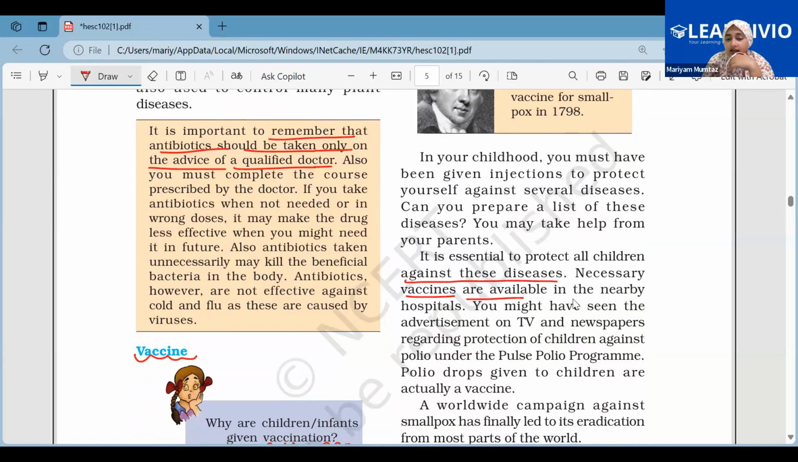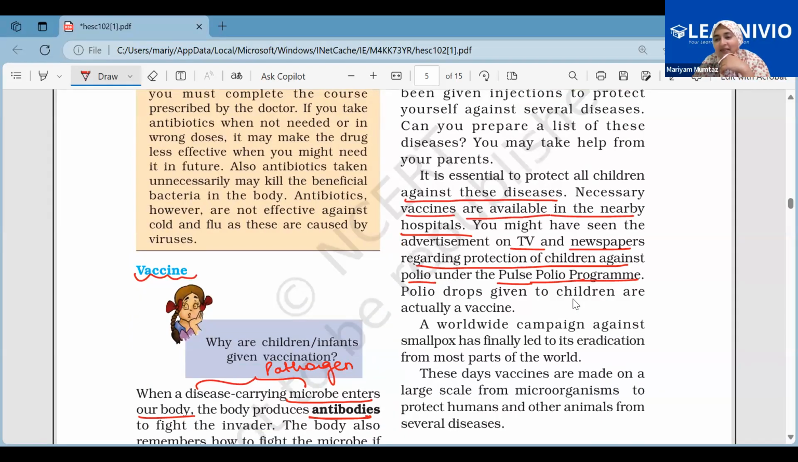Necessary vaccines are available in the nearby hospital. You might have seen the advertisement on TV and newspapers regarding protection of children against polio under the Pulse Polio program. So, polio drops. Do you remember having polio drops? No. People go from house to house and give the children of the family tiny drops in their mouth so as to prevent polio.